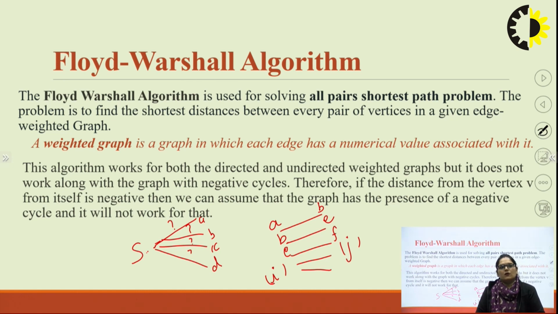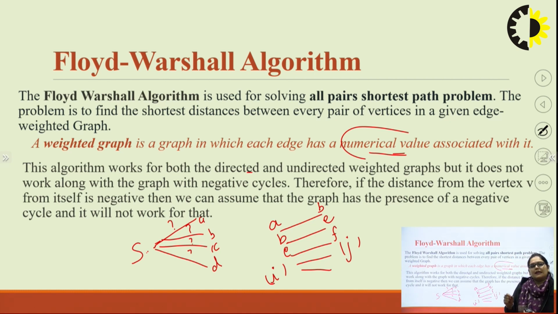So the Floyd-Warshall algorithm works for a weighted graph. It can work for a directed weighted graph or an undirected weighted graph. So what is a weighted graph? Basically, a weighted graph is a graph in which each edge has a numerical value associated with it. What is a numerical value? It may be a cost, it may be a distance, it may be an effort that you have to apply to find out the result.